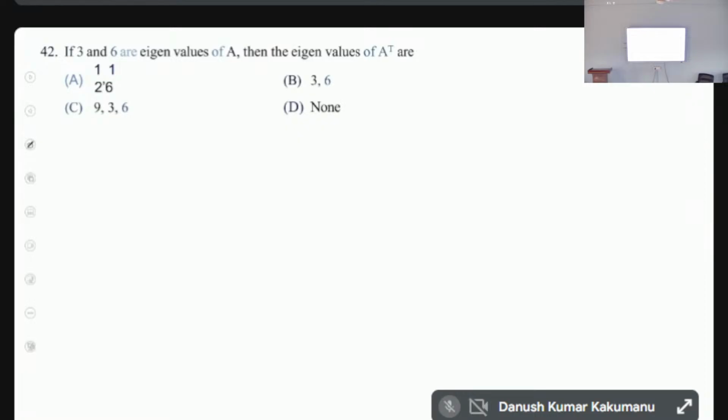3 and 6 are eigenvalues of A. Then eigenvalues of A transpose, what? 3 and 6, same. Eigenvalues of A and A transpose are same, 3 and 6.